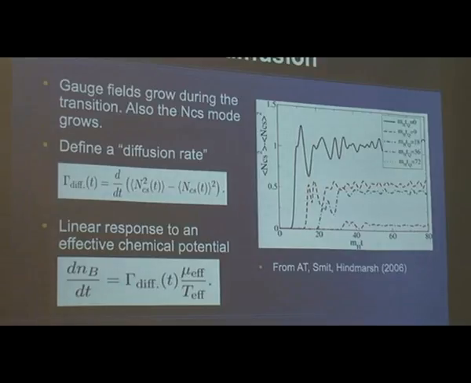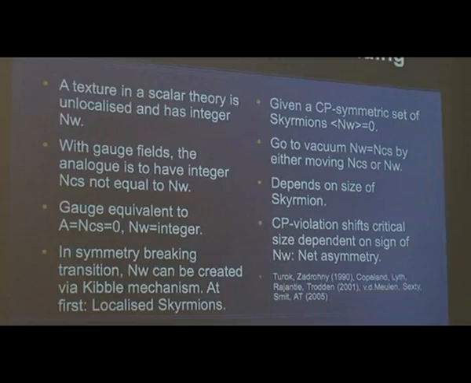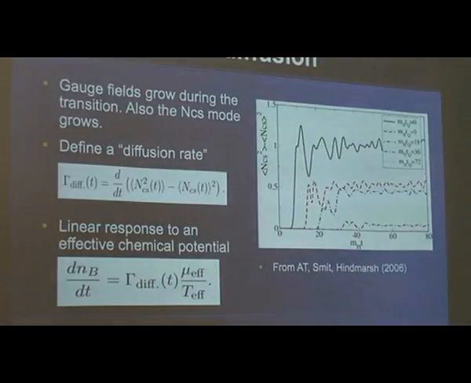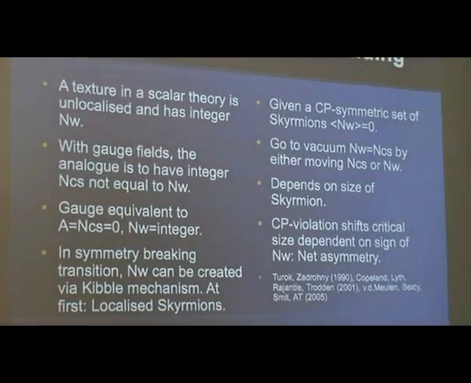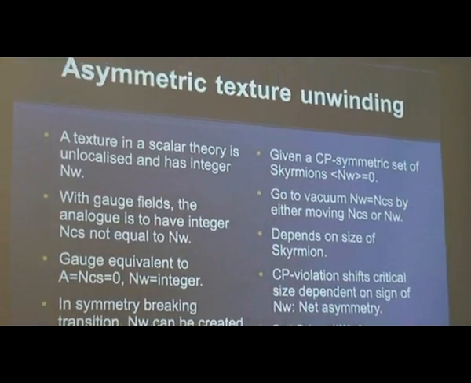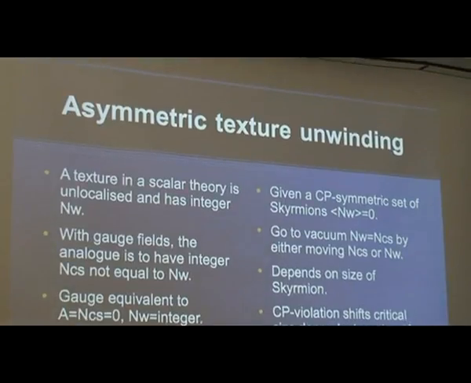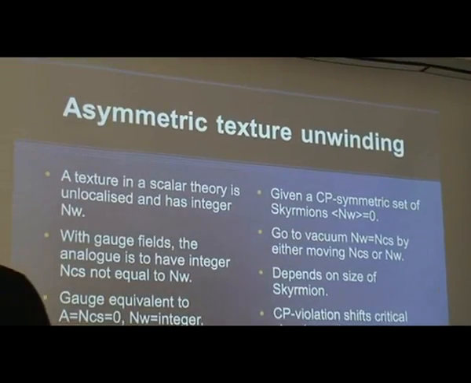And the question is whether this is a good picture of what's going on. Now, you could try to use this sphaleron rate here. That would probably be wrong, because this is not a constant. So that's one thing. The other thing is this asymmetric texture unwinding, which these guys worked on.